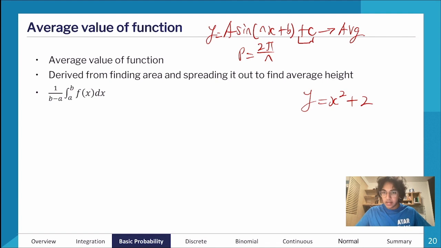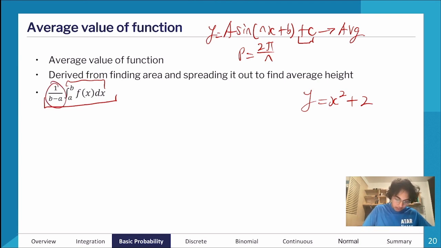It doesn't fit a sine graph, so how do you work out the average value? Well, we can use an integral for that. The equation for an average value is this. What it actually does is, this integral here finds the area, and then it spreads it out using this 1 over b minus a.